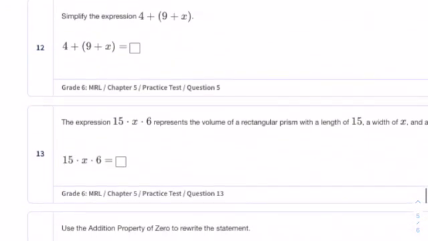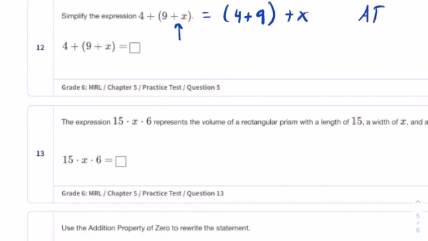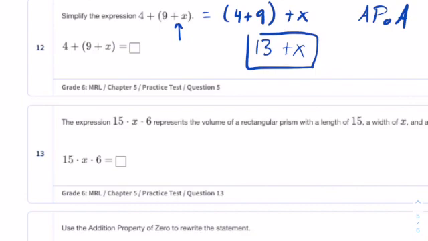Next, number 12, simplify the expression 4 plus (9 plus x). Okay, let's do it. So 4 plus (9 plus x). Well, it's telling me, PEMDAS, you remember PEMDAS? PEMDAS wants me to do 9 plus x first, but I can't actually do that. But thankfully, because of the associative property, I can rewrite this problem to be (4 plus 9) plus x. That's the associative property of addition, lets me do that. And then I can add the 4 and the 9, so that will be 13 plus x as the answer.